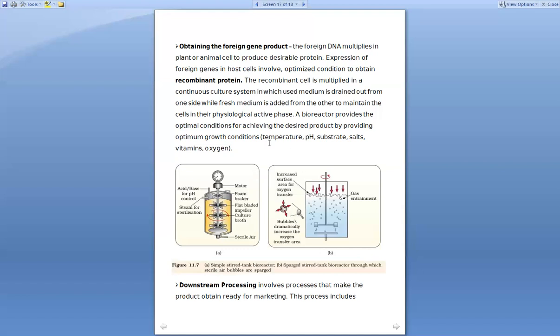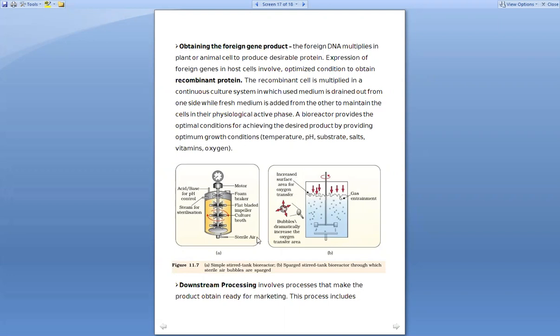The temperature is balanced, even the pH is balanced, as well as the substrate, that is whatever nutrients you are giving, then salts, vitamins and oxygen. So all these things are given in proper amounts to the cells for their growth. So the bioreactors are used for carrying out this procedure, that is obtaining the foreign gene product, right?